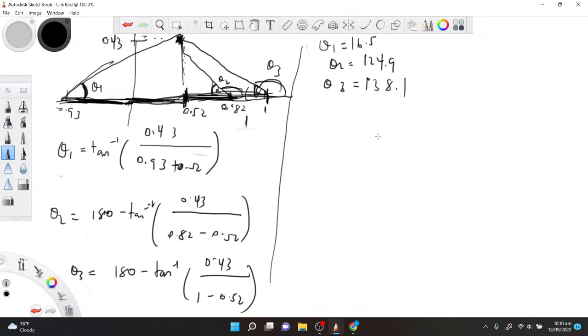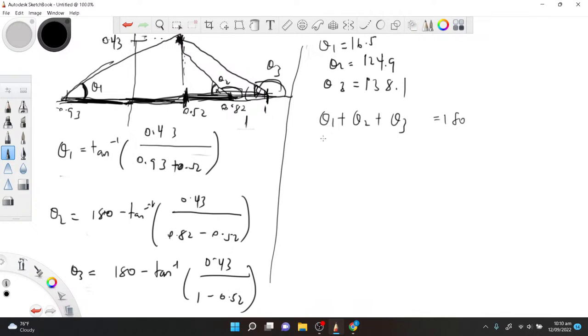Now, here's how you go about it. We are saying that for stability, theta 1 plus theta 2 plus theta 3 should be equal to a multiple of 180. So let's sum these three. You sum them based on whether they are poles or zeros.